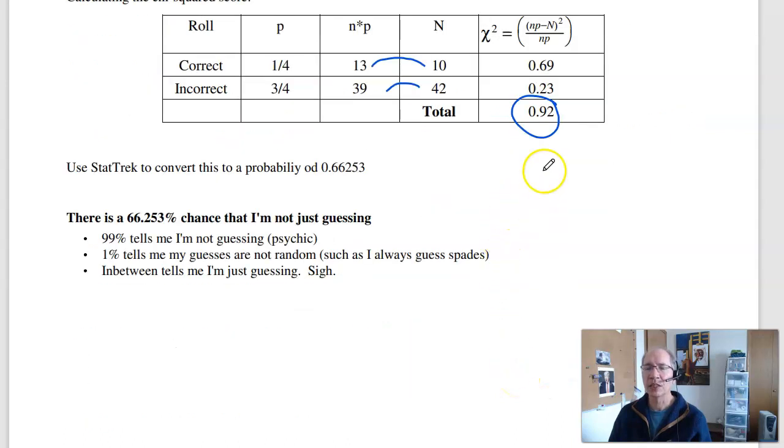And again, I go to a chi-squared table. To convert that to a probability, I use a chi-squared table with 1 degree of freedom. I've got 2 bins, meaning 1 degree of freedom. 0.92 at 1 degree of freedom corresponds to a probability of 0.66. So there's a 66% chance I'm not just guessing. That's basically no conclusion. Sadly, apparently I'm not psychic.